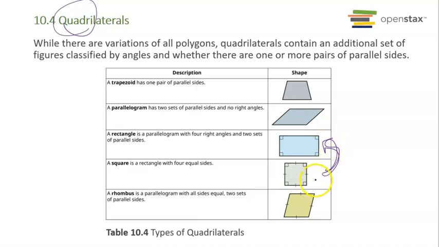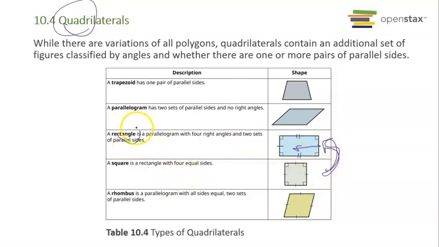Not all rectangles are squares. So if you take this rectangle and smoosh it in so that all the sides are the same, then you are good to go, right? Then you've got a square. But if they're not the same, so that these sides are clearly longer than that, then they're not all the same, so you can't be a square.